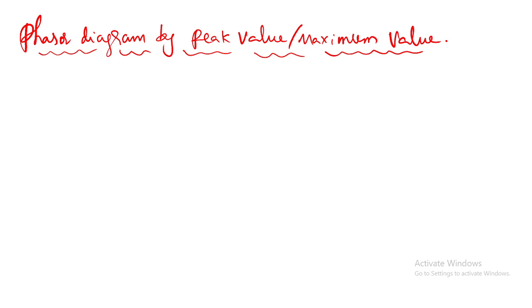We know the formula. What is the formula? EMF is equal to what can I write here? E naught into sine omega t, or else can I write here E naught into sine of theta. Can I write like that? So I am taking like that.